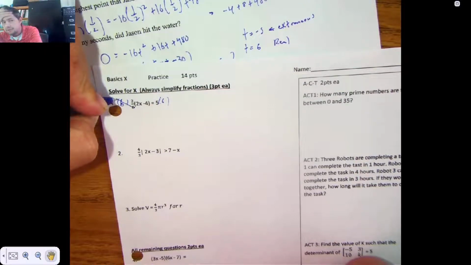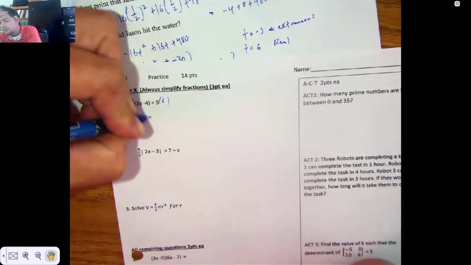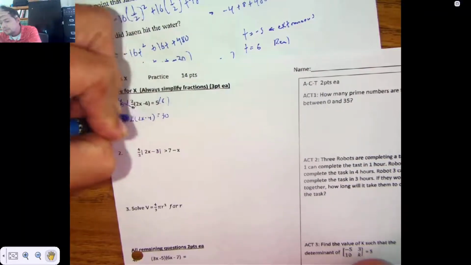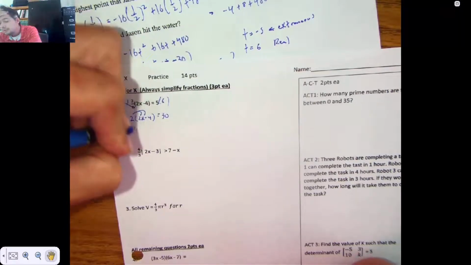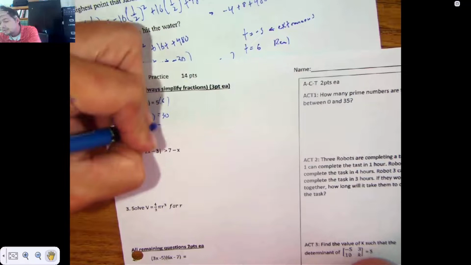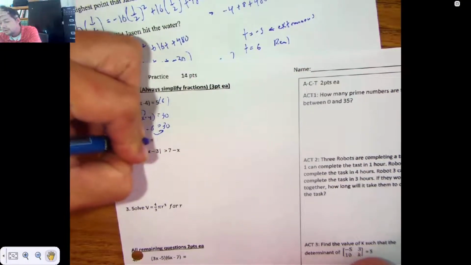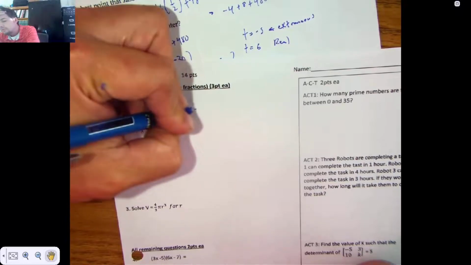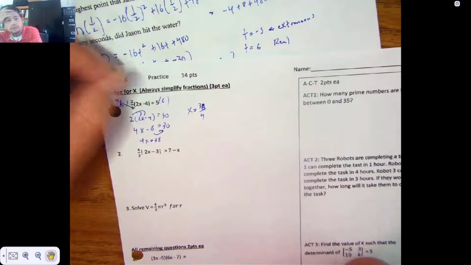If you multiply the left by 6, the 6's cancel. You're left with twice a 2x minus 4 equal to a 30. You do the distributive property, which you've been doing since 7th grade. You'll get 4x minus 8 is 30. We'll add 8. 4x is 38. And then we'll divide by 4. We'll have 38 over 4.